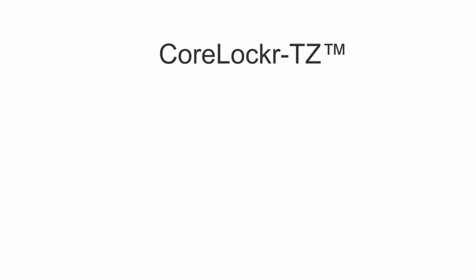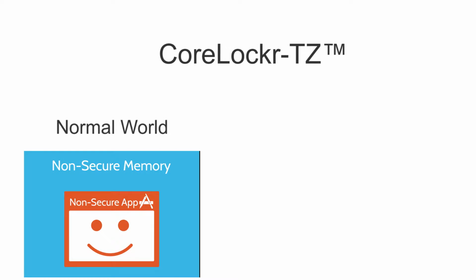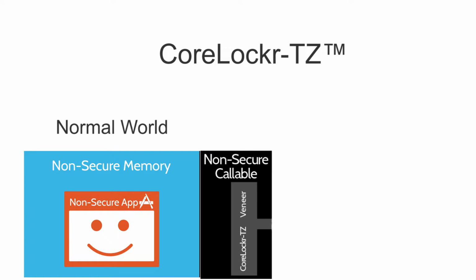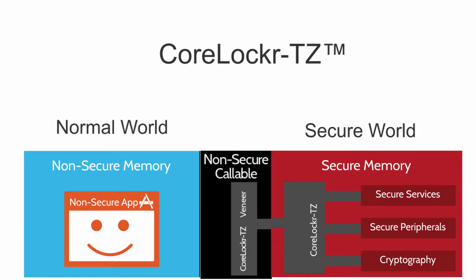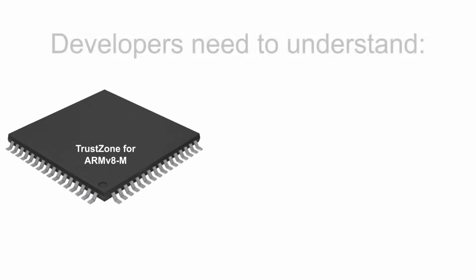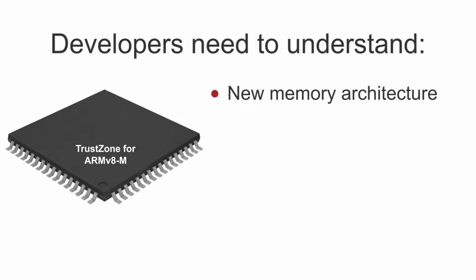CoreLockr-TZ is a lightweight software dispatch layer that eases developers' access to TrustZone for ARMv8-M. It does so by abstracting complex aspects of the new architecture, simplifying application development. To use TrustZone for ARMv8-M, application developers must modify their application designs.